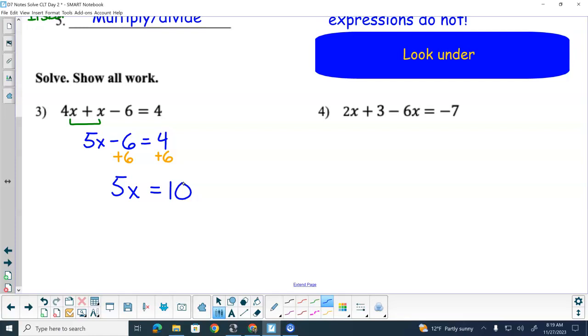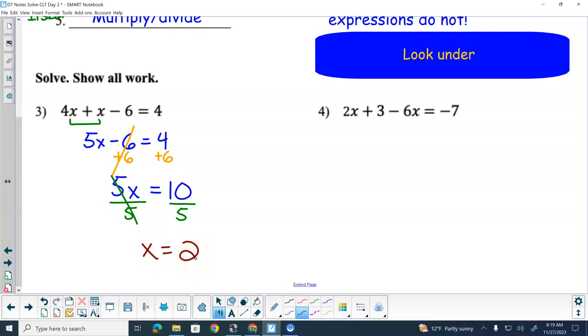What's next now? 5 by 5. Okay, because we're multiplying by 5. So we've got to divide both sides by 5. Oops. Mr. H would be mad if I didn't do that. Do that. And what do we get? 10 divided by 5 is 2.